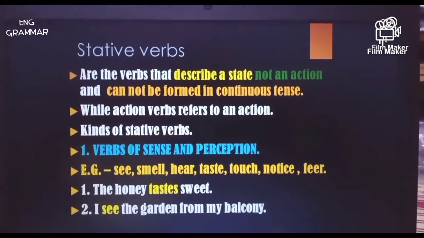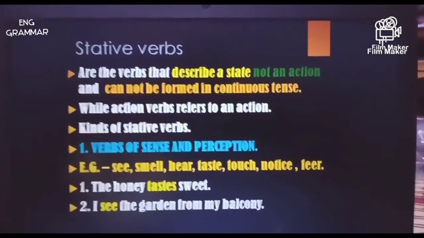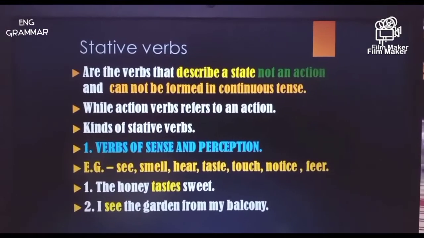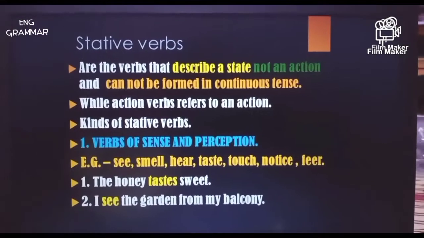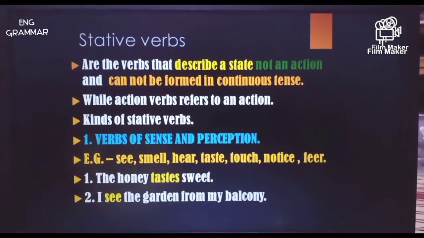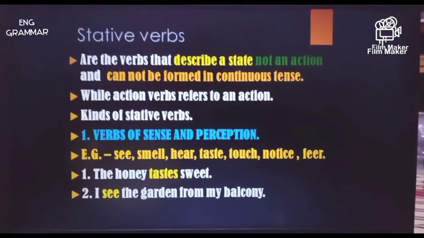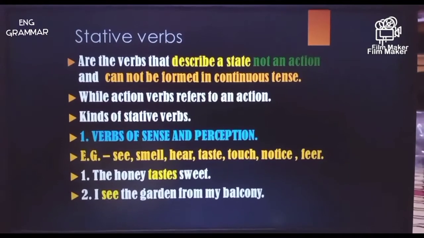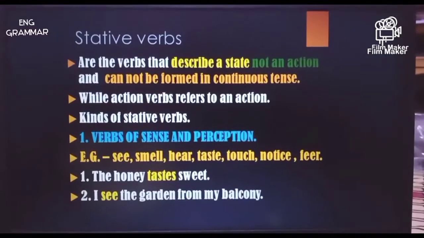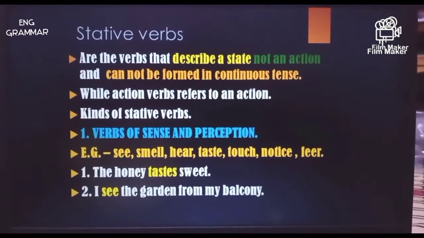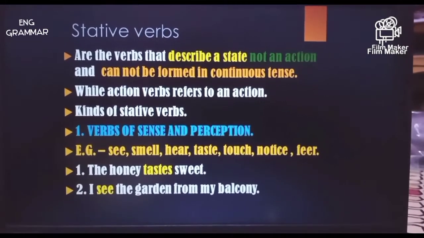This means some verbs in grammar are used to show a state but not an action. And we have already learned that a verb is an action word. For example, play, write, jump. These words show action, but not every verb shows an action. Some verbs show the state, meaning what it is. For example, I like chocolate. Like shows the state, so it is a verb.